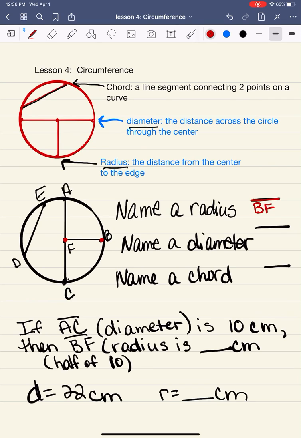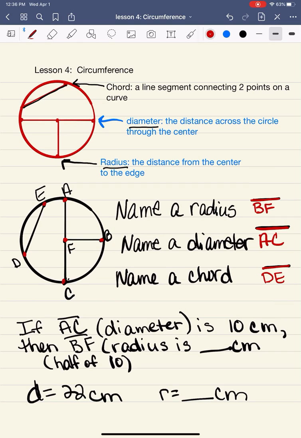The diameter marked on this circle goes from point A to point C. Again, a line segment symbol above it. And then the chord goes from point D to point E, with the line segment symbol above it.